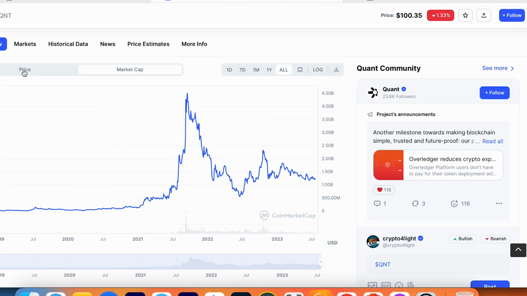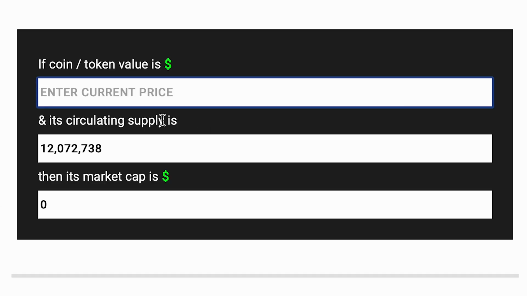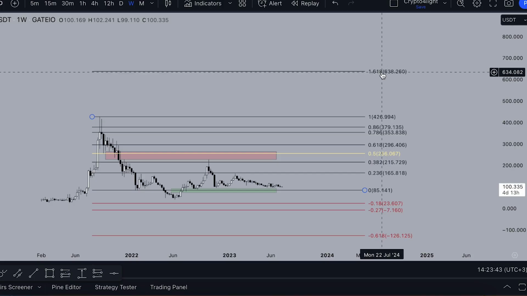Basically, if we take a look on the market cap in general, the top of market cap was around 4.5 billions, and it was in September 2021. Price was around 422. If we double check this circulation supply and count, for example, 300, the market cap has to be around 3 billion 600. If we count 500, the market cap has to be around 6 billion, around 1.61 level FIB.